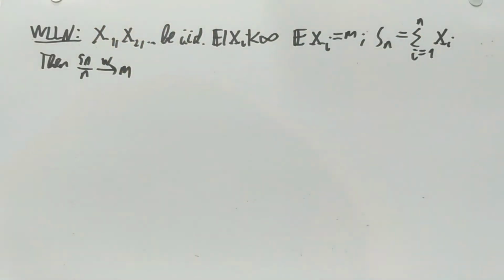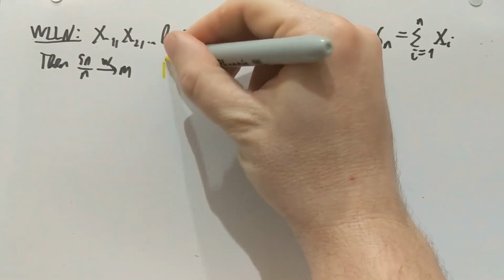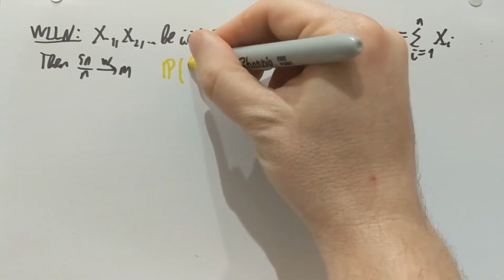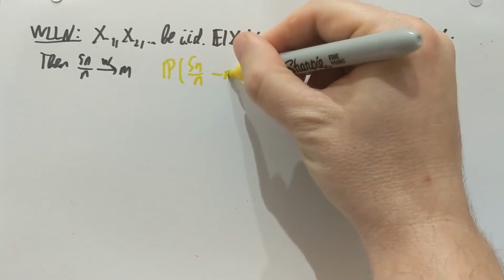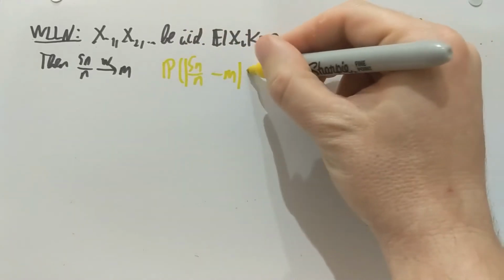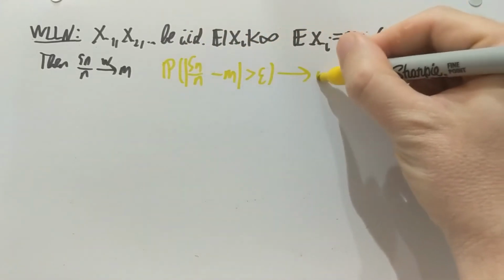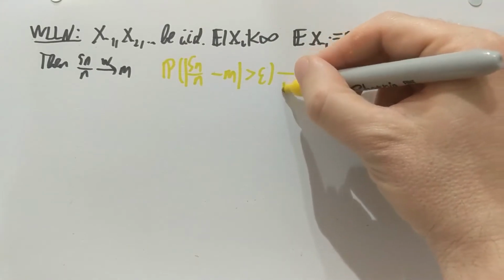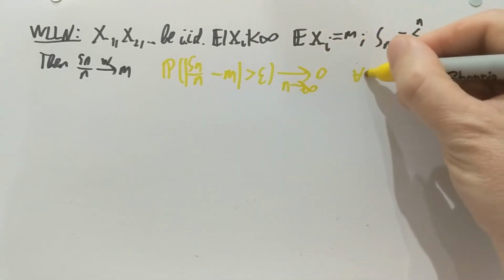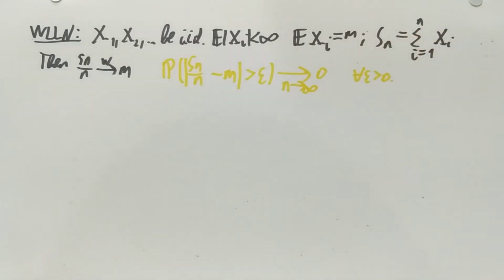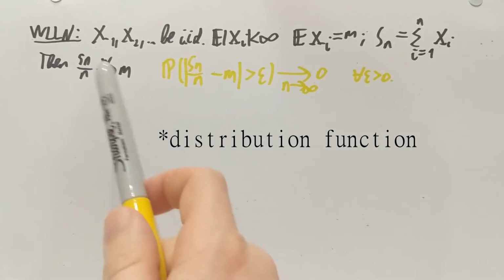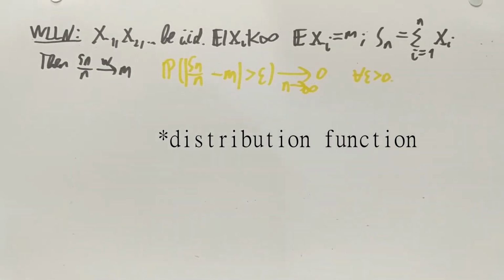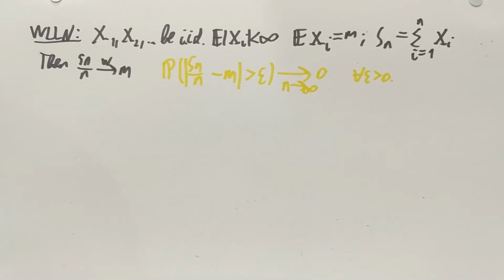Let me actually expand this a little bit. So what is weak convergence? It is that the distribution functions converge, right? That is, the probability that Sn over n is further away from m than epsilon goes to 0 as n goes to infinity for every epsilon. Convince yourself that this statement is exactly that the characteristic functions converge to the step function, which is stepping at m. Okay, let's prove this with the characteristic function.